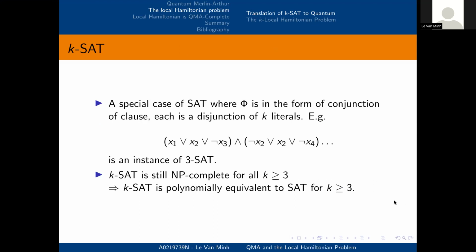A special case for SAT where phi is in the form of a conjunction of clauses, and each is a disjunction of k literals, is an instance of k-SAT. As you can see in the example that I wrote down, it is an instance of 3-SAT. But k-SAT is still NP-complete for all k more than 2. Therefore k-SAT is polynomially equivalent to all the SAT instances with the condition that k is more than or equal to 3.